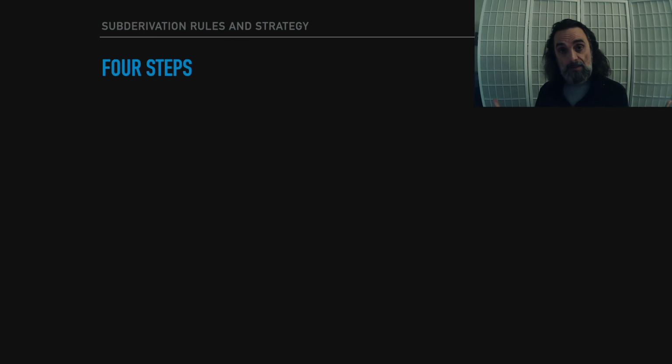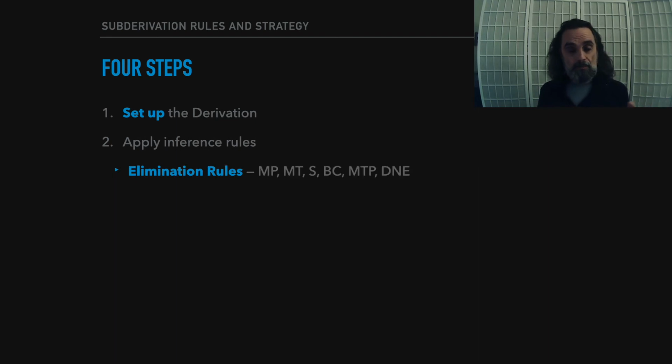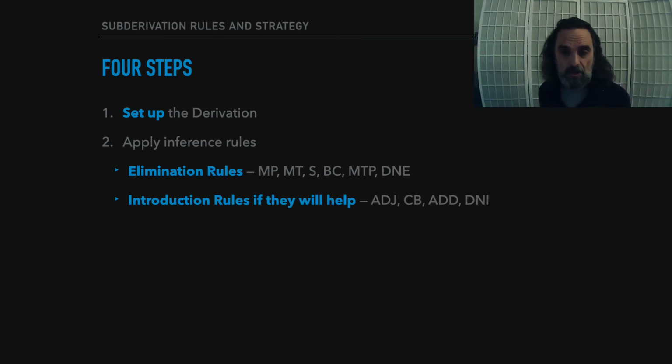So we have the four basic steps of completing a derivation. First, we set up the derivation. We say our show line, maybe we make an assumption, we add any premises, and then we do subderivations if we need to right away. We look to use all of our rules, and so we use our elimination rules: MP, MT, simplification, we take up our biconditionals, now we do MTP if we can, and maybe double negation elimination, definitely. And then our introduction rules, our building rules, if they'll help. So that's ADJ to build conjunctions, CB to build biconditionals, addition to build disjunctions, and DNI to build double negations.